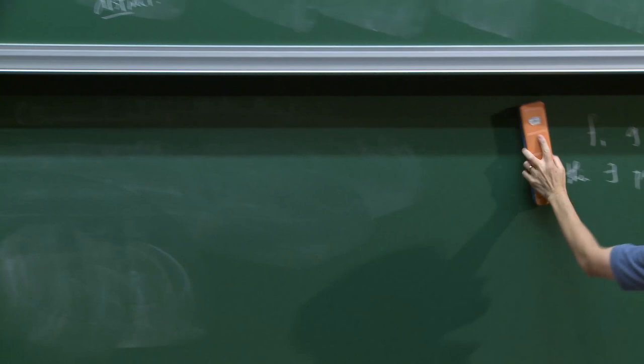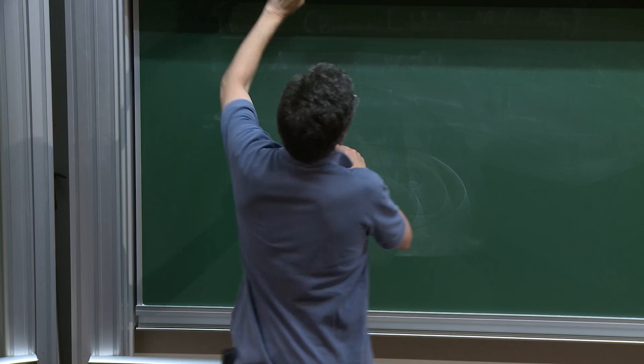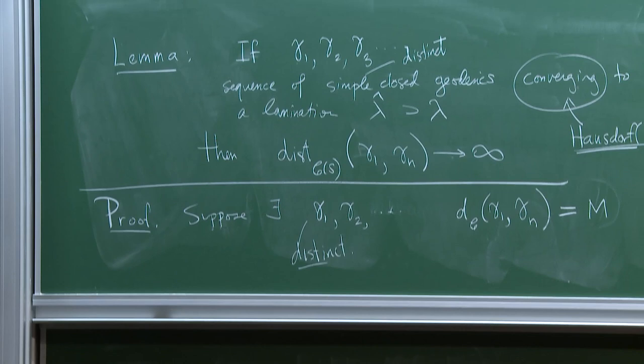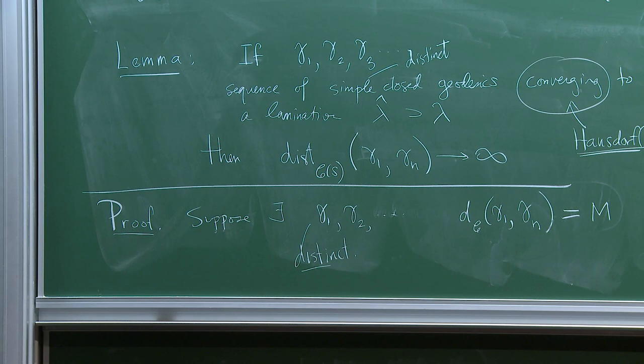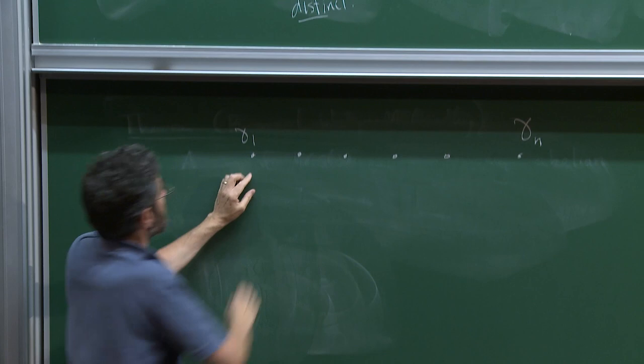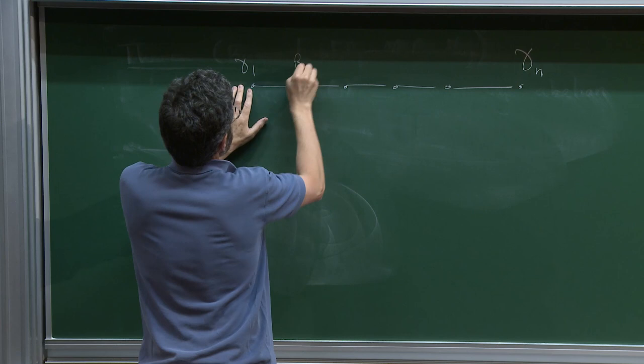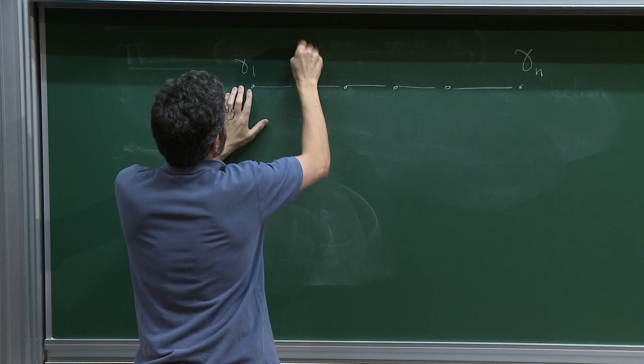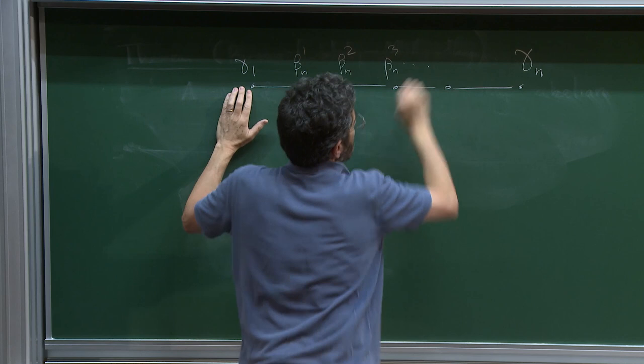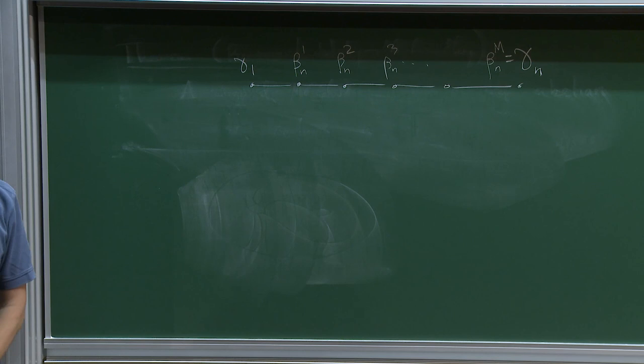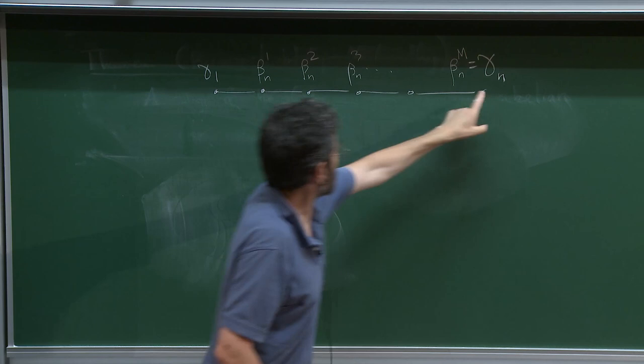So here's the idea. Let's write down what it means for the distance from gamma 1 to gamma n to be m. It means we can draw the following picture. Here's gamma 1, and here's gamma n for all n. And there's a path in the curve complex of length m that terminates in gamma n. So we'll call these beta n1, beta n2, beta n3, and so on. And the last one, beta nm, is gamma n. A sequence of simple closed curves that land on this one, of the same length m.